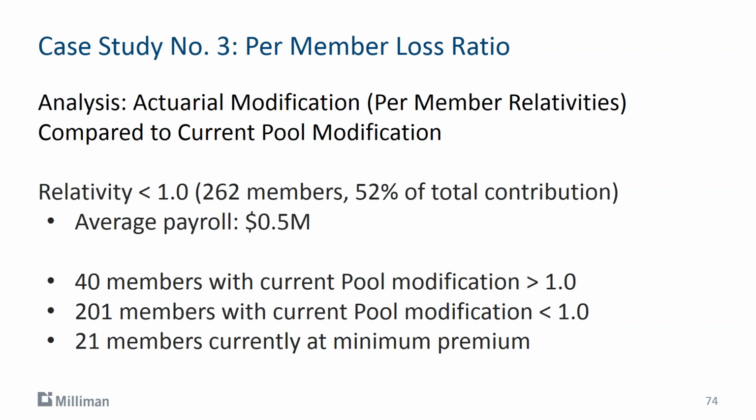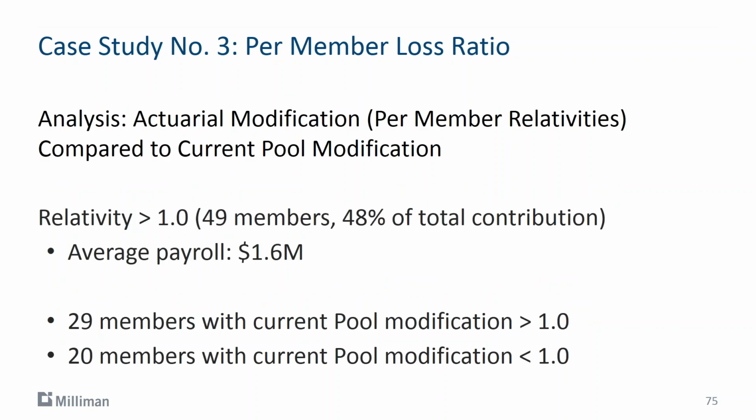So if the actuarial mod is less than 1, the actuarial analysis is saying that the members should be getting a credit in the rating algorithm. Now, when we look at these members and how they're being treated in the current pool rating algorithm, we're seeing that 40 members are greater than 1. So they're actually getting a debit and not a credit. But they do have 200 members that are getting a credit, which is in line with what we would expect. But they have a problem with these 40 members that are getting a debit that should be getting a credit.